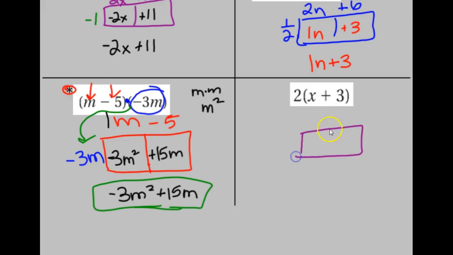This one's pretty straightforward. Our teacher up front is a 2, and our classroom is x plus 3. So we have 2 times x is just 2x. 2 times 3 is 6. 2x plus 6.